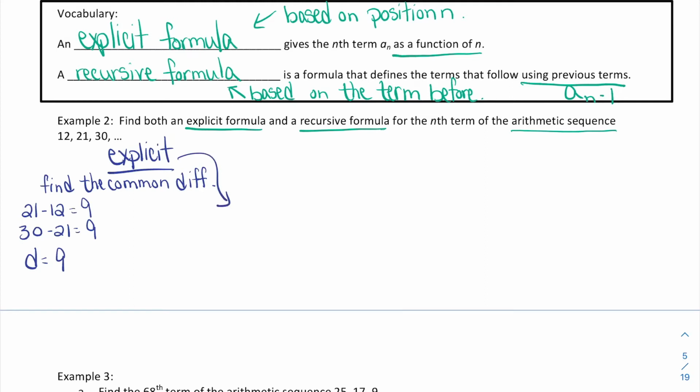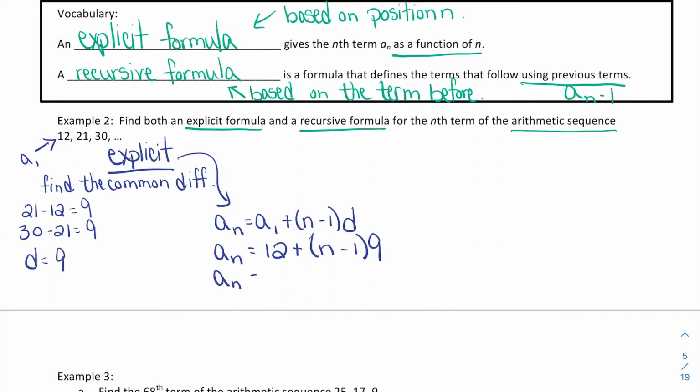So to find an explicit, we're going to use that formula, a sub n equaling a sub 1 plus n minus 1 times d. So a sub n is going to be the result. We are not going to have anything for that. But we do know that a sub 1 is 12. So we have 12 plus the number of terms minus 1 times the common difference of 9. So we don't really want to leave it like that. We plug into that formula, but now we can distribute the 9 and combine some like terms to get a much simpler algorithm. So a sub n is going to be 12 plus 9n minus 9. 12 minus 9 gives me 3. So here's my formula. A sub n equals 9n plus 3. Sorry, 12 minus 9 is positive 3.